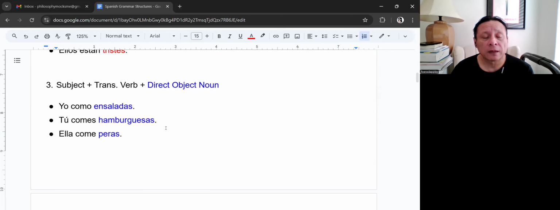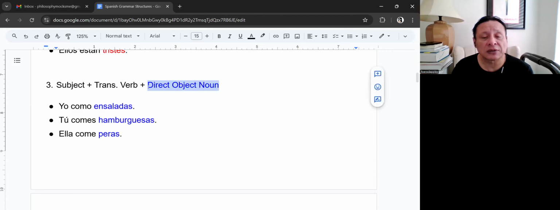Third pattern: subject, transitive verb. A transitive verb takes a direct object. The object receives the action directly. It affects that object directly. And then we have a direct object noun versus pronoun. So for now, noun, and I put them in blue. I'm color coding this because that's always helped me. I'm not color coding everything because I feel that it messes with the eyes, and you're going to see that later.